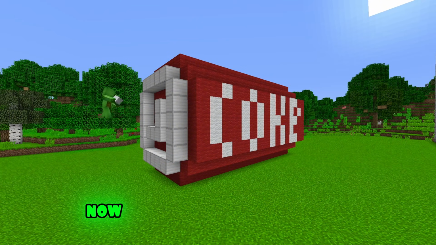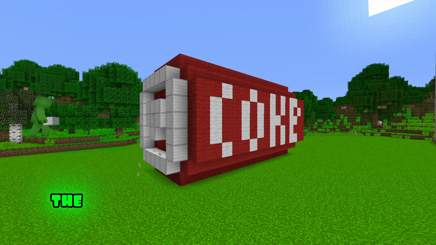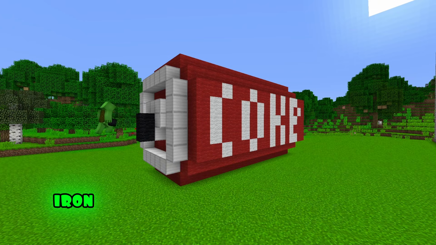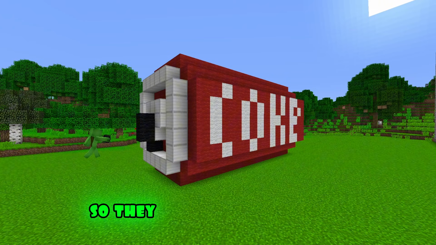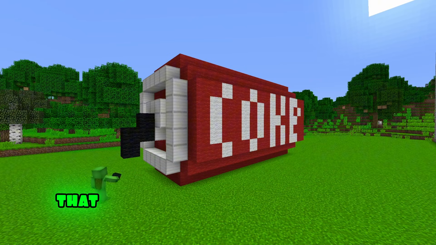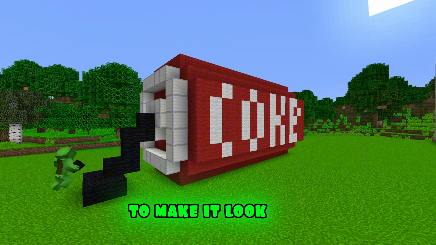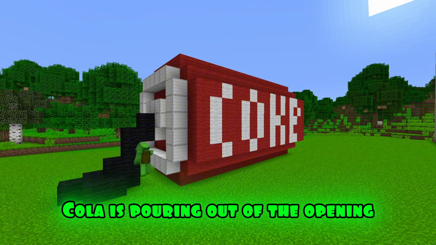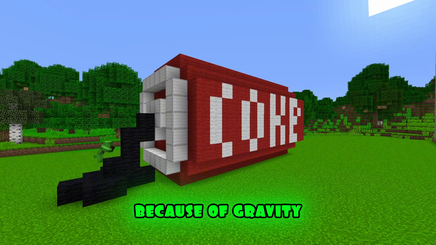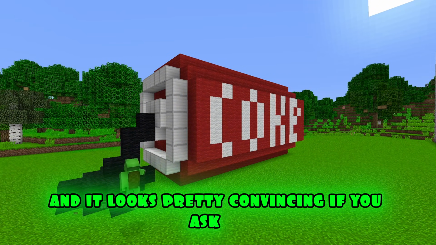Black wool now! For the front of the can, I am switching to iron blocks to build a circle shape. Black wool gives that dark soda color, and it looks pretty convincing if you ask me.